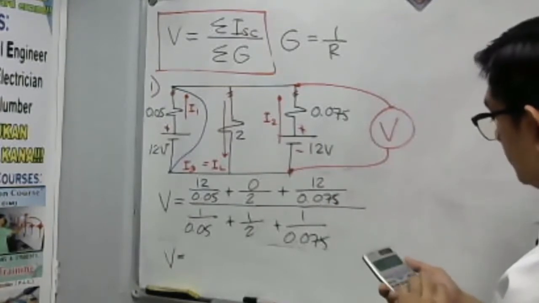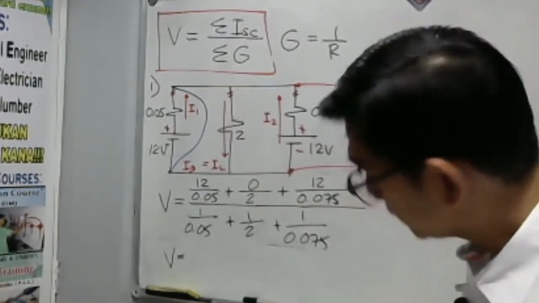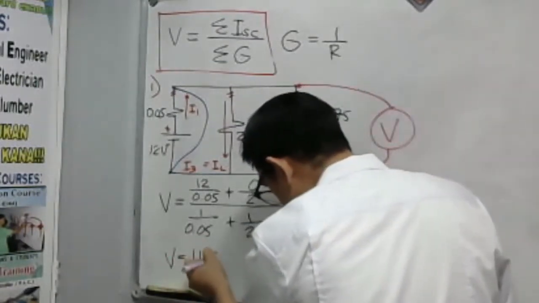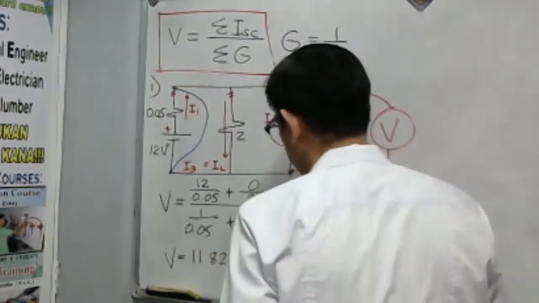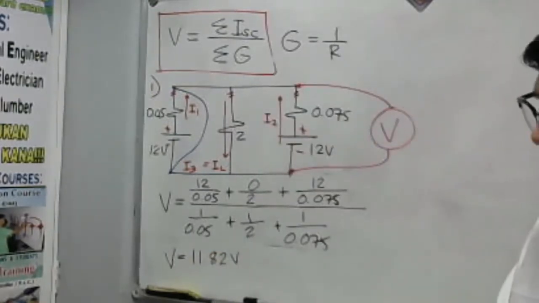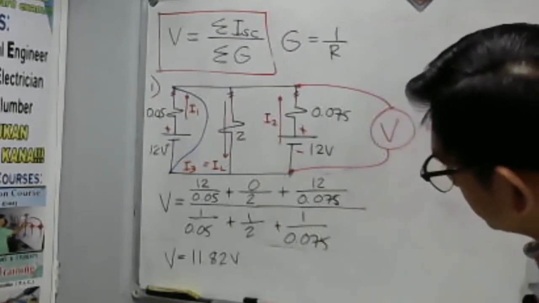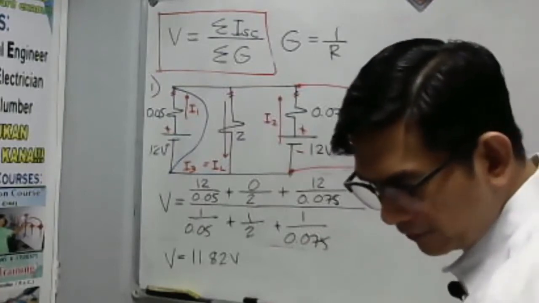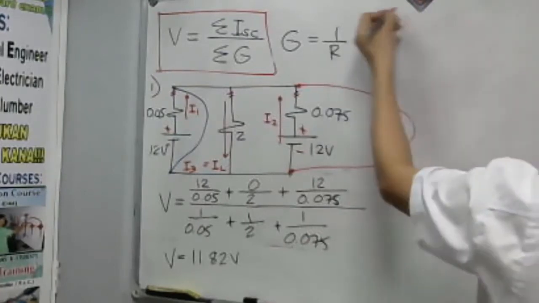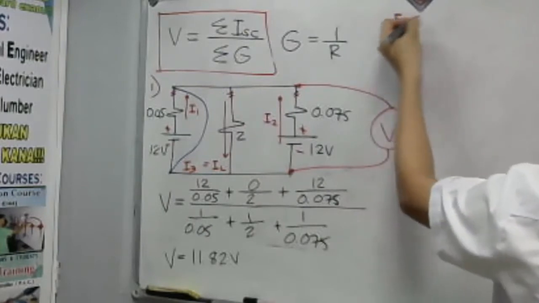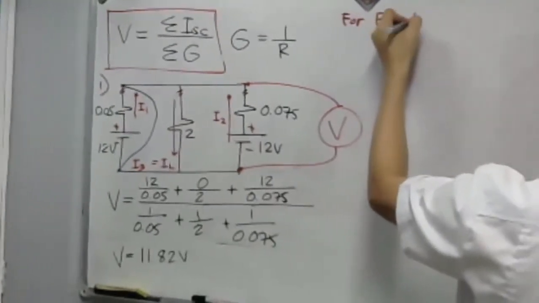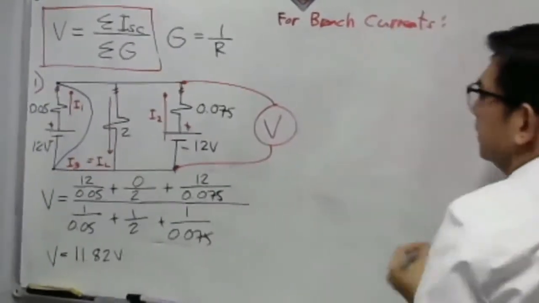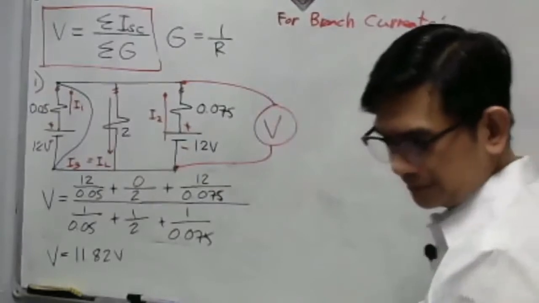So our answer would be 11.82 volts. So let us put here 11.82 volts here. Okay? So we have 11.82 volts. That will be our Millman's voltage here. So let us solve now for the branch currents, no? Okay. For branch currents. Okay. So we have the branch currents.